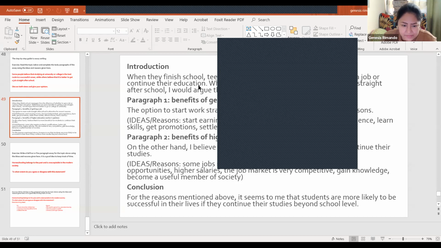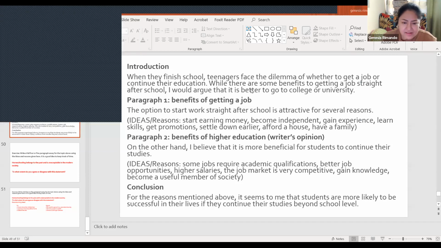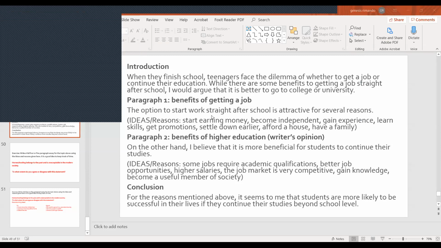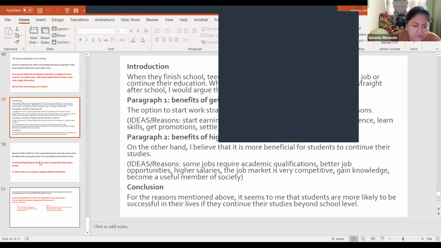Can you see it? You can see it now? Yes, this introduction. I've already given you some ideas here, so if you want, you can paraphrase this. Expand paragraph number 1, expand paragraph number 2, paraphrase the conclusion, because that's a good start rather than starting from scratch. Or if you're very brave, start from scratch. Go for this homeschooling.